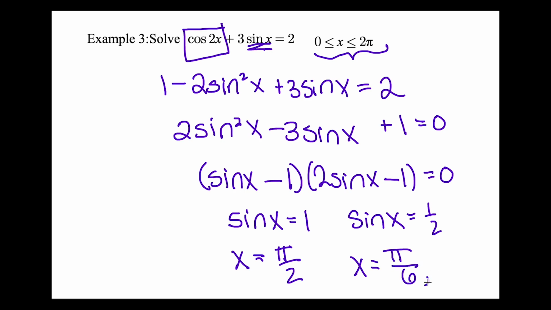The other quadrant, which has a positive sine, is quadrant 2. So we need the radian measurement of the reference angle in quadrant 2. Well, 180 degrees is equal to pi, so we take pi over 6 away and get 5 pi over 6. So the three answers are pi over 2, pi over 6, and 5 pi over 6 radians.